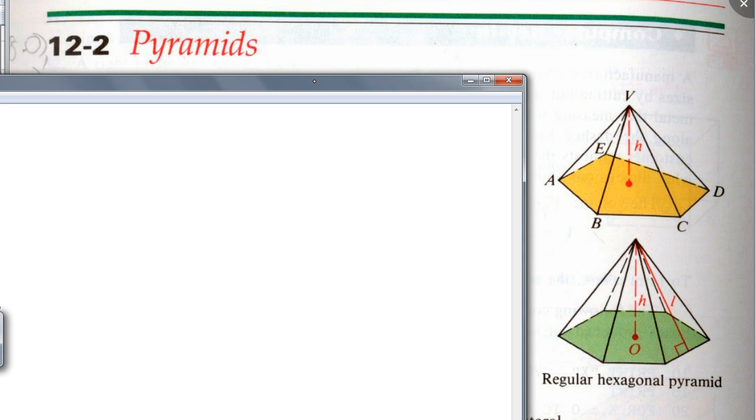Yes, Austin? They only have one base. Yeah, they only have one base. Secondly, what about the lateral face? Yes, sir, they're triangles. They're triangles, okay? Whereas prisms, they are rectangles, right? Or like parallelograms if you're in oblique and so forth.